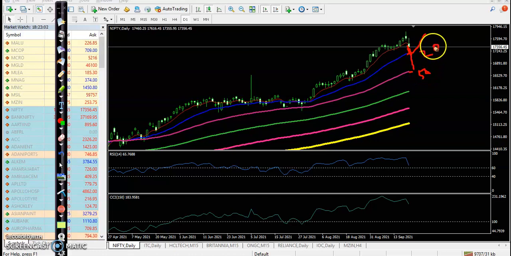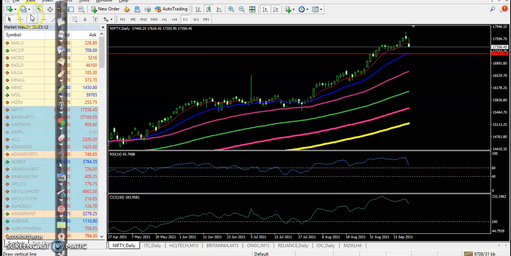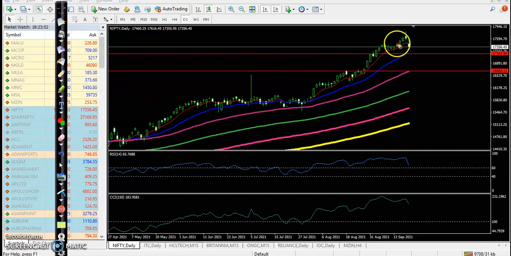Let me draw a horizontal line somewhere. So how exactly are we looking for a buy, somewhere there and another here. Price may retrace toward the level of the 20 moving average, somewhere there, and we are looking for a buy if in a small time frame like 15 minutes they form any buy signal. That is the first buy opportunity if they form.